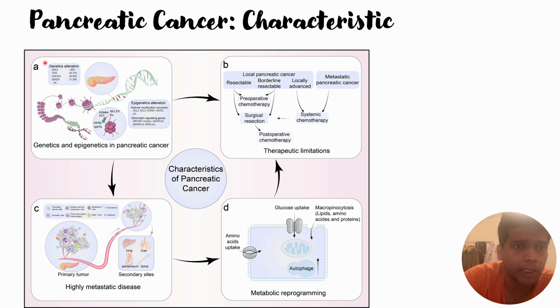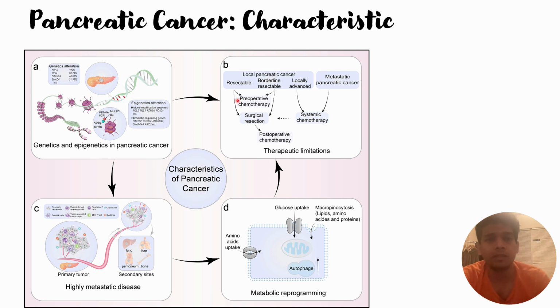Some of the major genetic alterations are mentioned here, and one of the most important alterations is from the family of RAS proteins, that is KRAS protein. 90% of the cases of pancreatic tumors are found to have KRAS mutations. Apart from these KRAS mutations, other mutations such as TP53 and SMAD4 mutations are also found in pancreatic tumor patients.